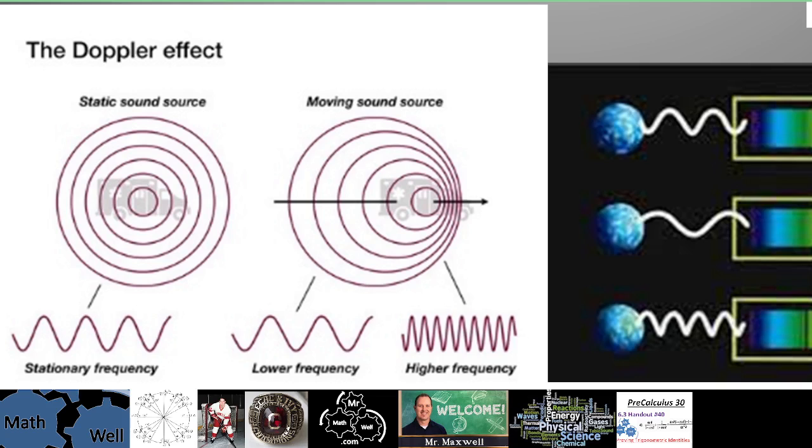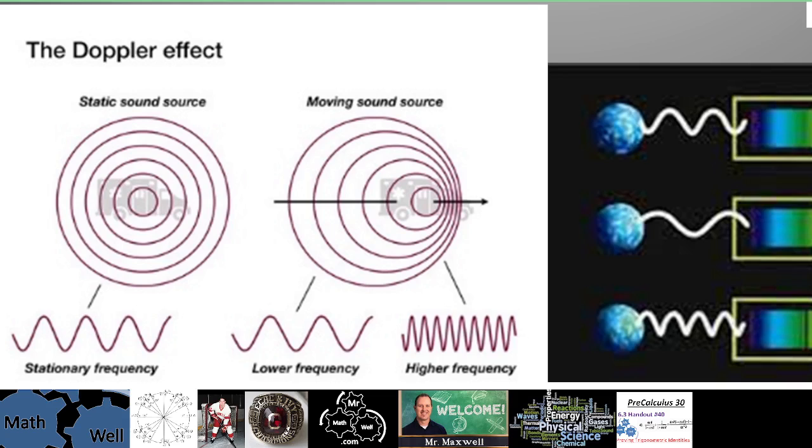So for example, a siren, when the ambulance is moving, would sound something like this. It would be like, and it kind of, the pitch changes, the actual sound. You like that? I'll do that again.